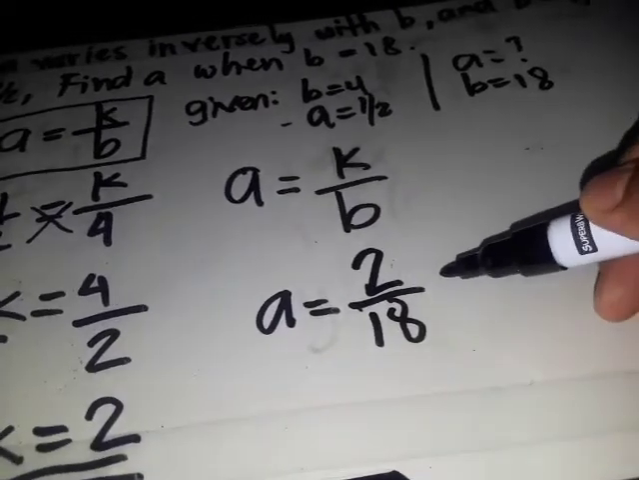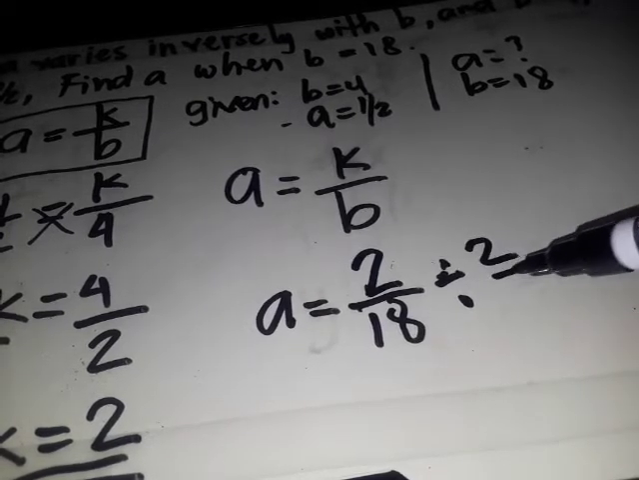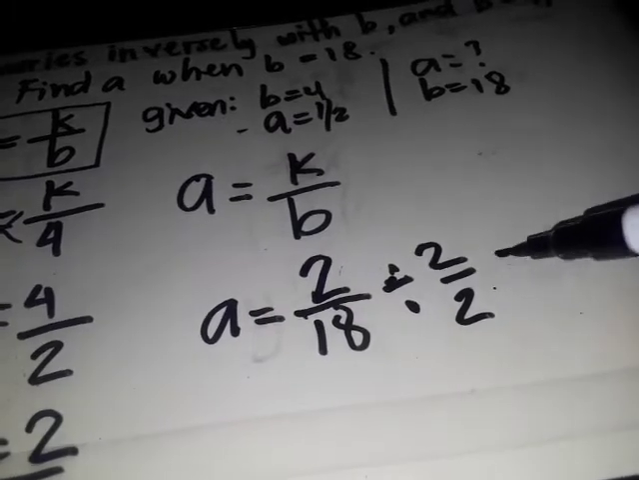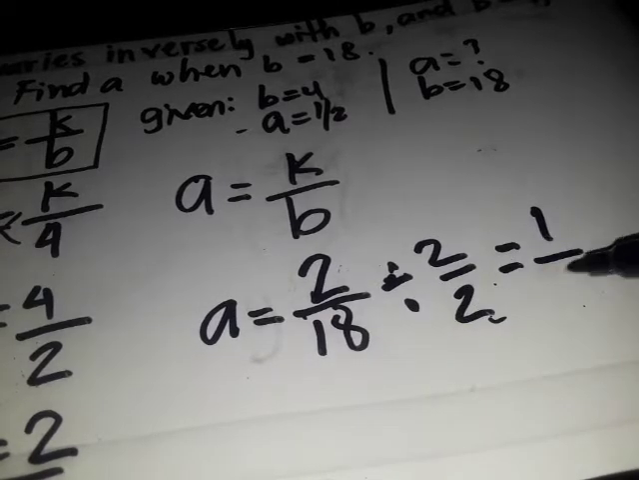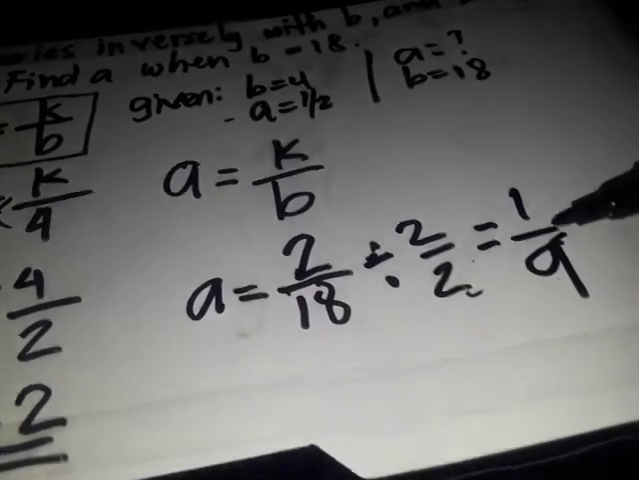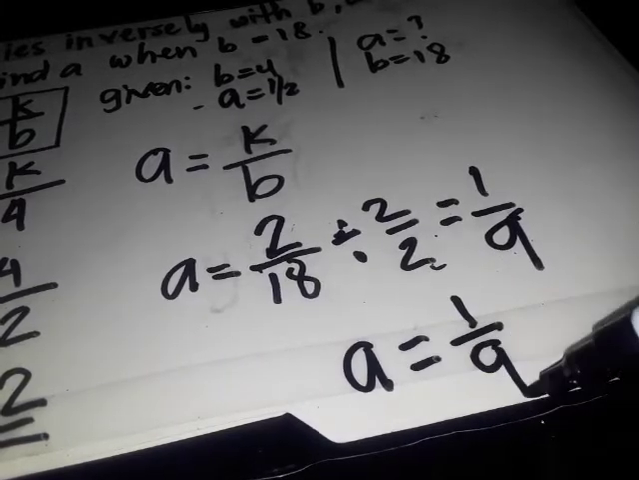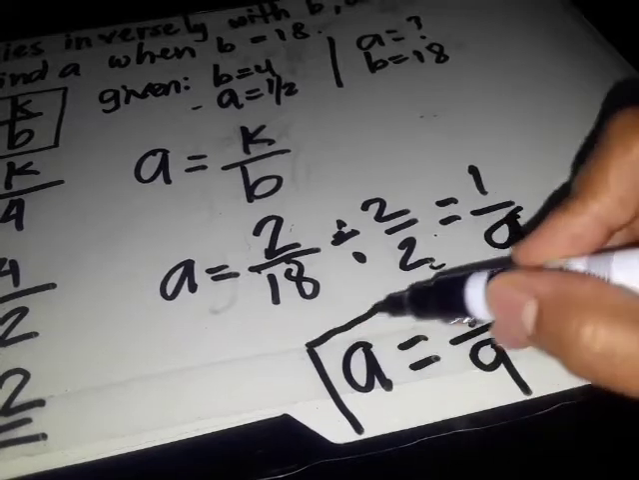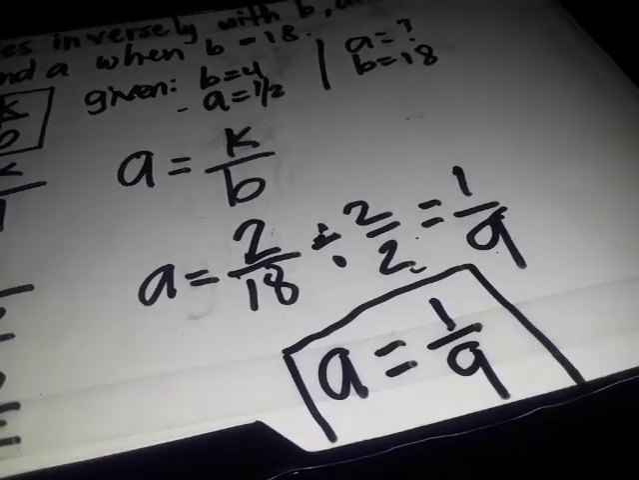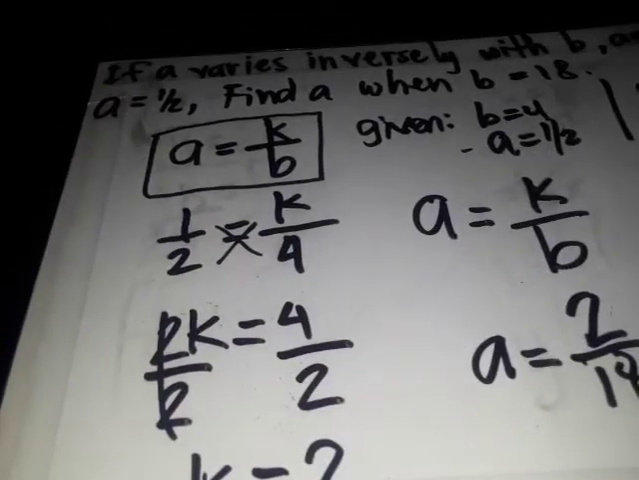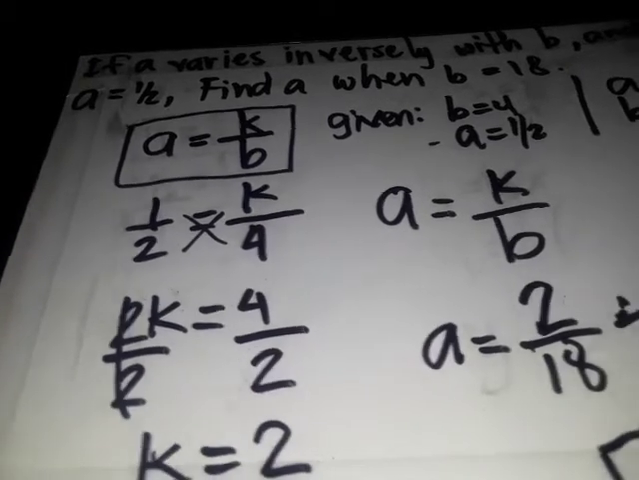Okay? So, ilo-lowest term lang natin, ang 2 and 18 are both divisible by 2. Therefore, ang ating A ay... So 2 divided by 2 is equal to 1. 18 divided by 2 is equal to 9. Therefore, ang ating A ay 1/9. Okay, so madali lang, di ba? So, ganyan lang siya kukunin. So, ang example na ito ay inverse variation. Okay? So, ito ang inverse variation.